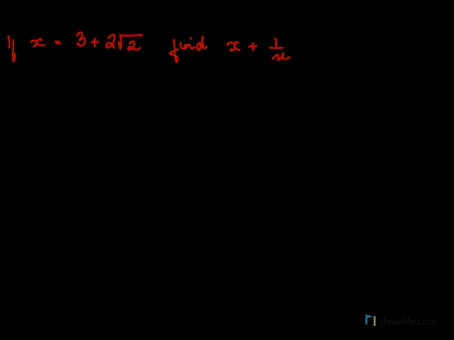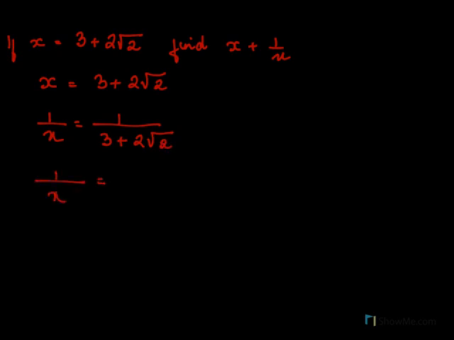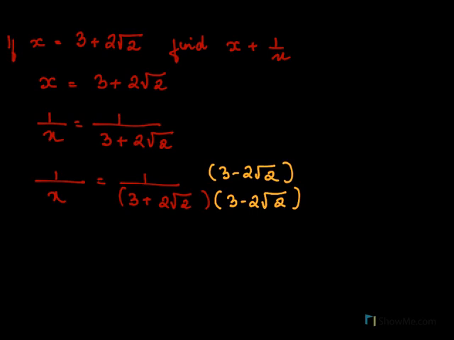If x equal to 3 plus 2 root 2, find the value of x plus 1 by x. So x is 3 plus 2 root 2. So 1 by x will be 1 over 3 plus 2 root 2. So let's rationalize 1 by x, 1 over 3 plus 2 root 2, a plus b, multiply into a minus b. Numerator and denominator the same thing.